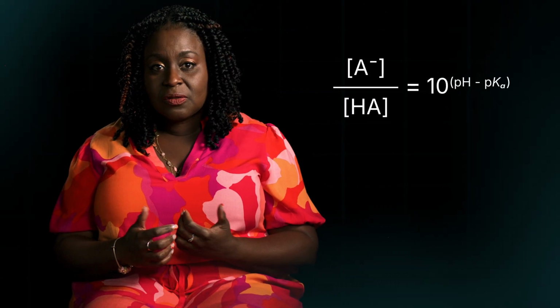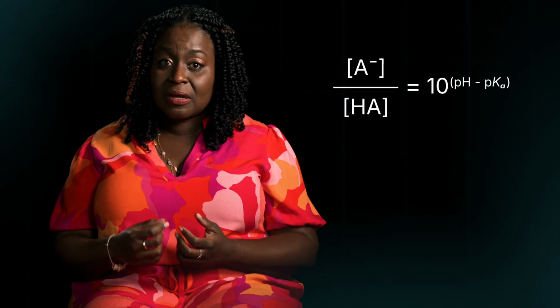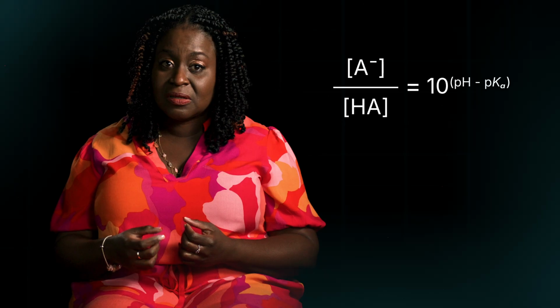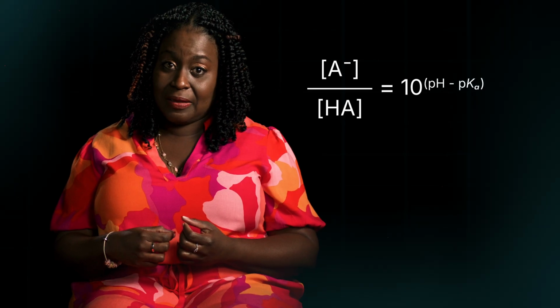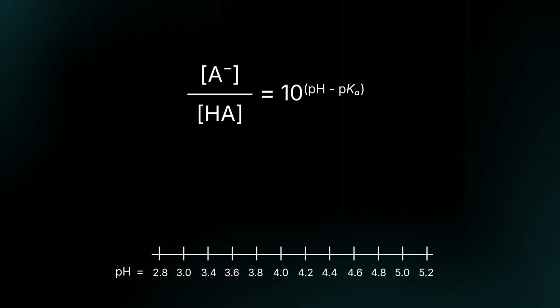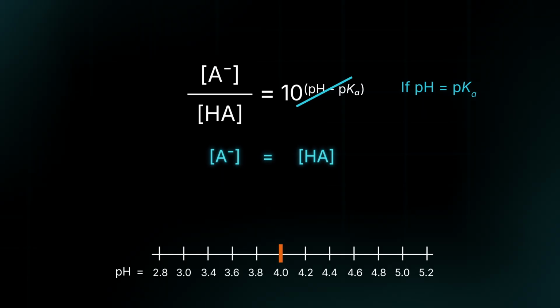But, and there's always a but, whether a molecule views the environment as acidic or basic depends on the molecule itself. To see why, we need to look at how the ratio of conjugate acid to conjugate base are related to the pH and pKa. Let's say we have a molecule with a pKa of 4. When the pH of the environment is equal to the pKa of the molecule, the concentrations of the conjugate acid and conjugate base are equal.